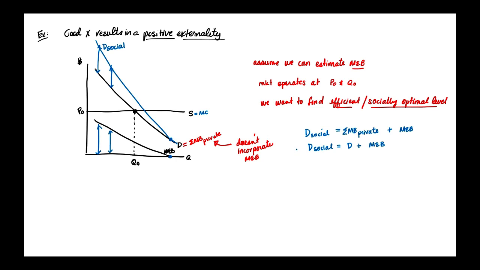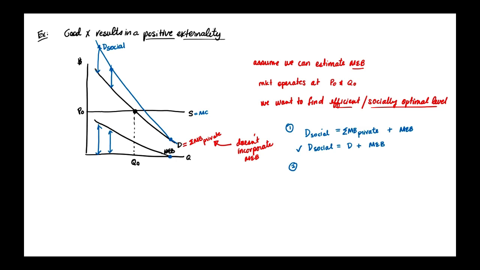We've done step one. Now what do I need to do? How do I find the socially optimal price and quantity? Kristen: It's where they meet at the bottom, right? It's where what meets? The D social and supply, or, no. Are you sure? Katie? How do I find the efficient level?